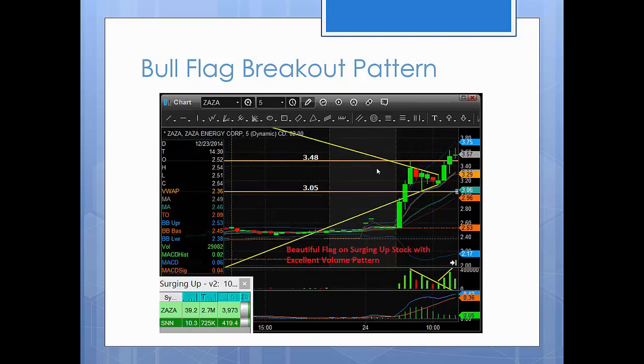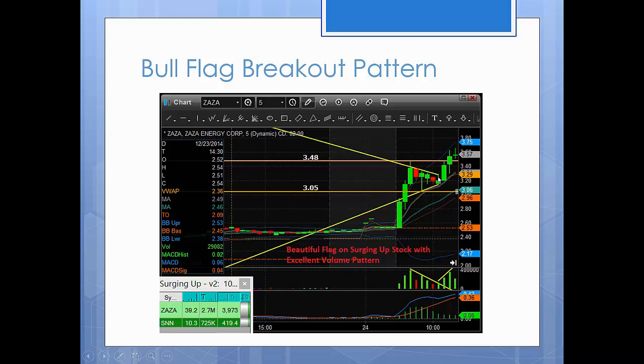Okay, this is Zaza. Very nice flag pattern. Again, a surging up momentum stock. So this was on our scanners. Stock surges up, a little bit of sideways consolidation. Now, like I said, I usually like to see 3 candles of pullback and then go. This had 1, 2, 3, 4, 5. That's a little more than we typically like, but we're still going to look for the first candle to make a new high. This green candle made a new high, pulled in, it didn't make a new low, and then it goes.